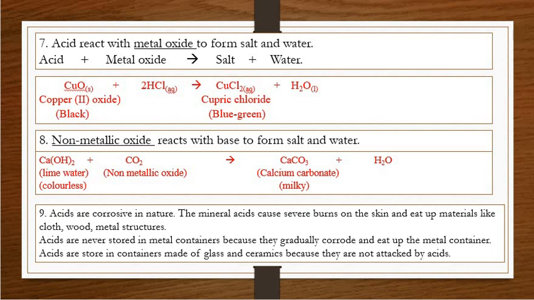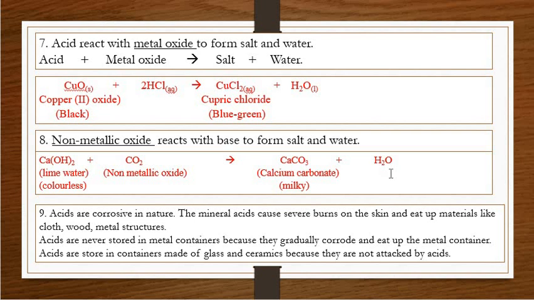For example, when copper oxide reacts with dilute HCl, you will get copper chloride, which is blue-green in color, along with water. Copper oxide, which was black in color, is now blue-green because of the formation of cupric chloride. And when a non-metallic oxide, for example carbon dioxide, reacts with a base like calcium hydroxide, it will give you calcium carbonate and water, which is also the confirmatory test of carbon dioxide gas.